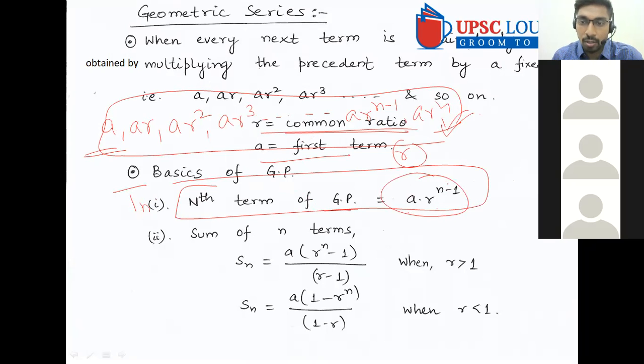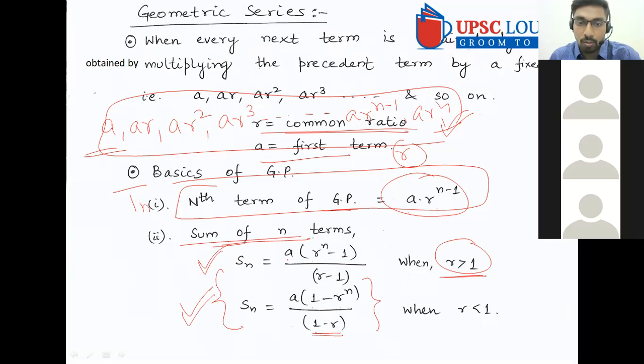used: A into R to the power n minus 1. And the sum of n terms will be equal to A into R to the power n minus 1 upon R minus 1, if the value of R is greater than 1, that means if the ratio is more than 1. Then you will use this formula. Otherwise, you just have to subtract the value from 1, that means 1 minus R to the power n. Fine. So these are the formulas to calculate the sum of any GP. Okay, I'll show you some examples for this.